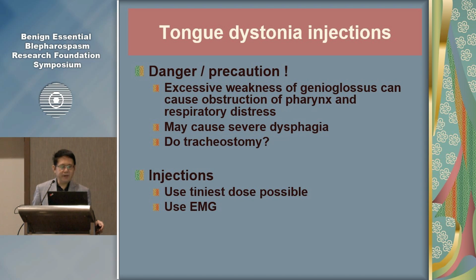I'm not very thrilled whenever I have to do one because excessive weakness of the genioglossus can cause obstruction to the pharynx. So the tongue literally goes back, especially during sleep. They can actually choke on their own tongue during sleep. But again, I do tiny doses and I use EMG and I kind of say, we're gonna aim for 10% first for this set of injections.